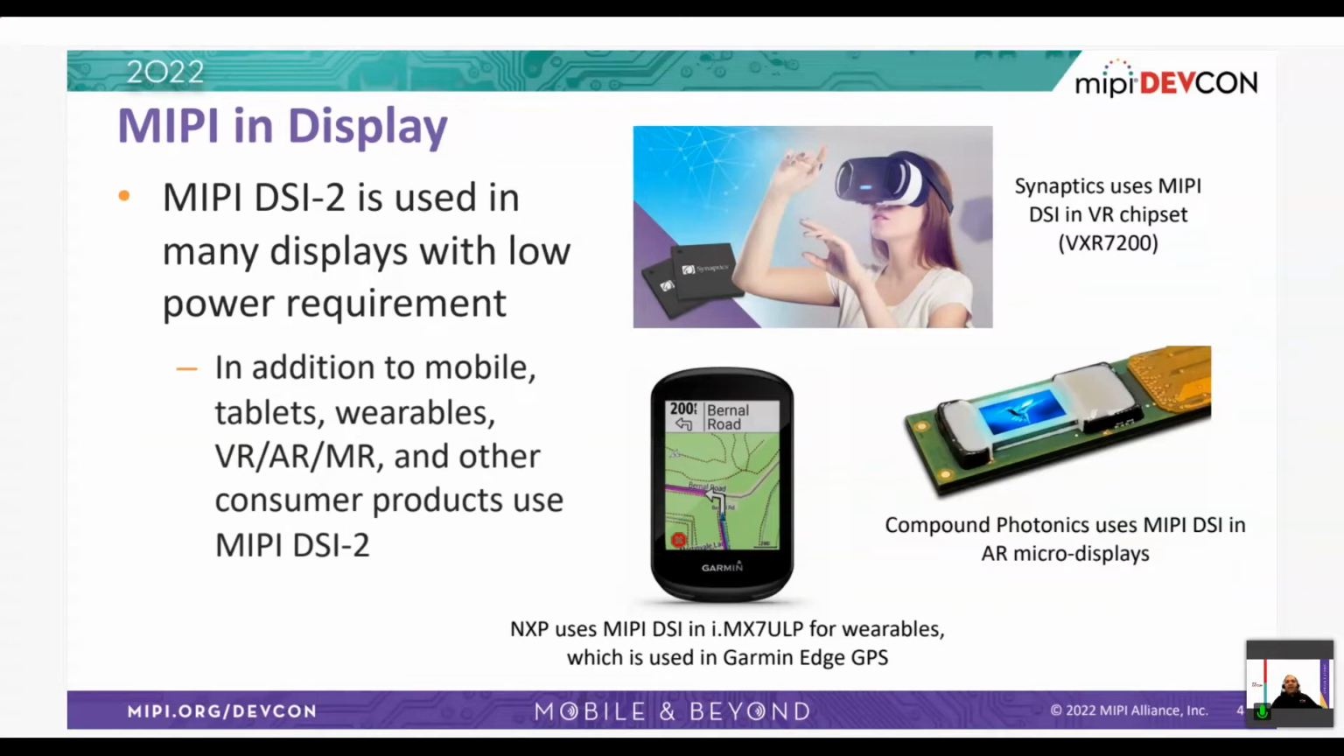Looking at MIPI in display applications, MIPI DSI is widely used in different display applications, especially those which require low power consumption and high bandwidth, like mobile, tablets, and wearables. In this slide, we see examples of systems deploying MIPI DSI. Here is Synaptics' virtual reality chipset integrating DSI on top of a MIPI D-PHY and C-PHY combo physical layer. Having a C-PHY D-PHY combo in the Synaptics solution helps achieve different bandwidth and resolutions for a wide range of displays.